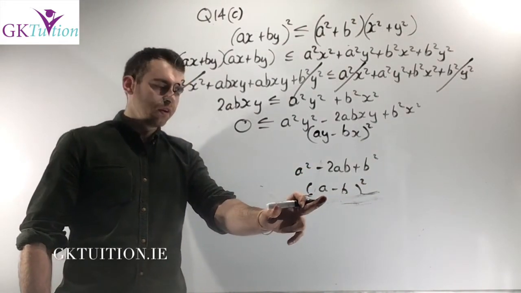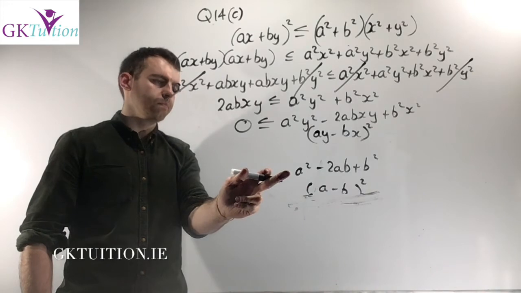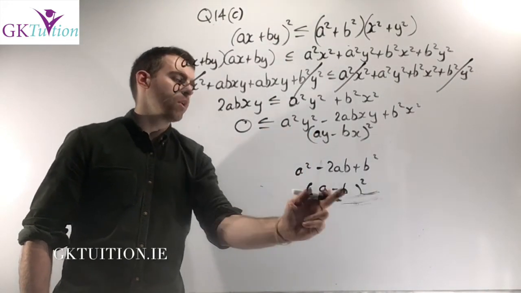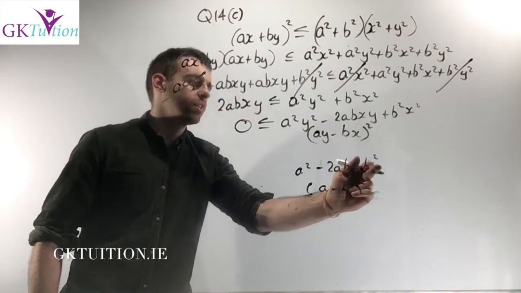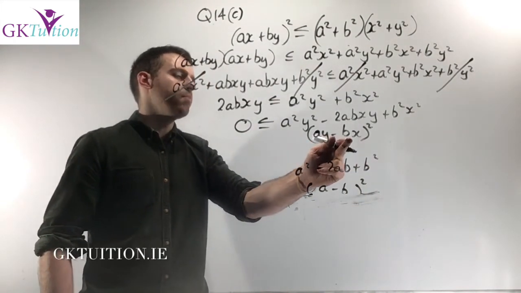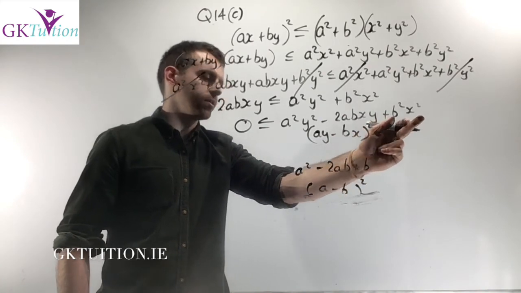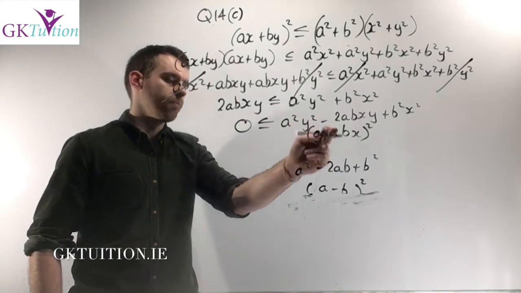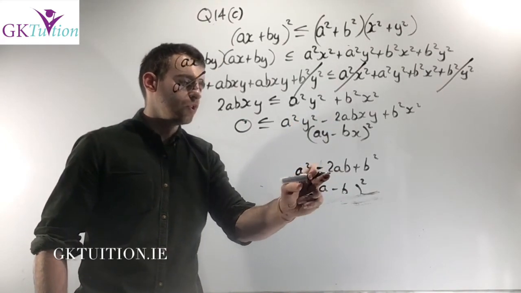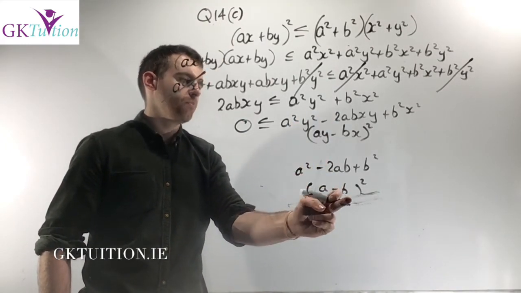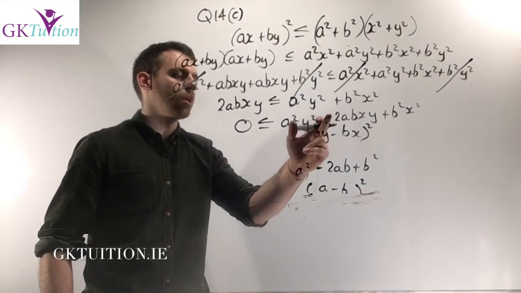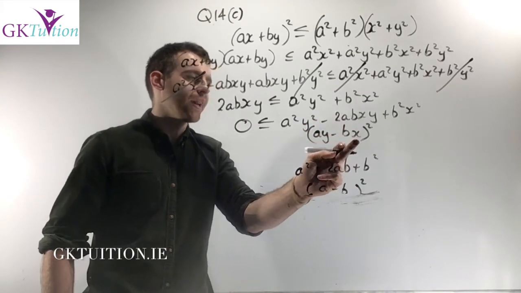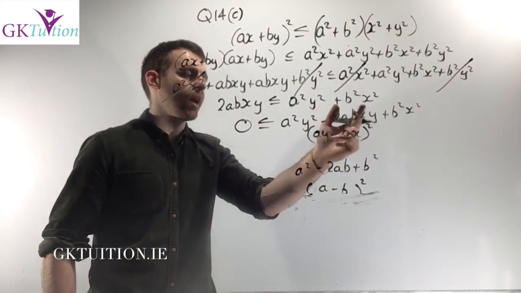Whatever you have here, if you square it, it should give you this term. So ay multiplied by itself would give me a squared y squared. Whatever you have here, if you square it, should give you the last term. bx multiplied by bx will give me b squared x squared. And the term in the middle has a minus because there's a minus here. The term in the middle is 2 times a times b, so it has to be 2 times the first term times the second term. 2 multiplied by ay multiplied by bx would leave me with 2abxy.